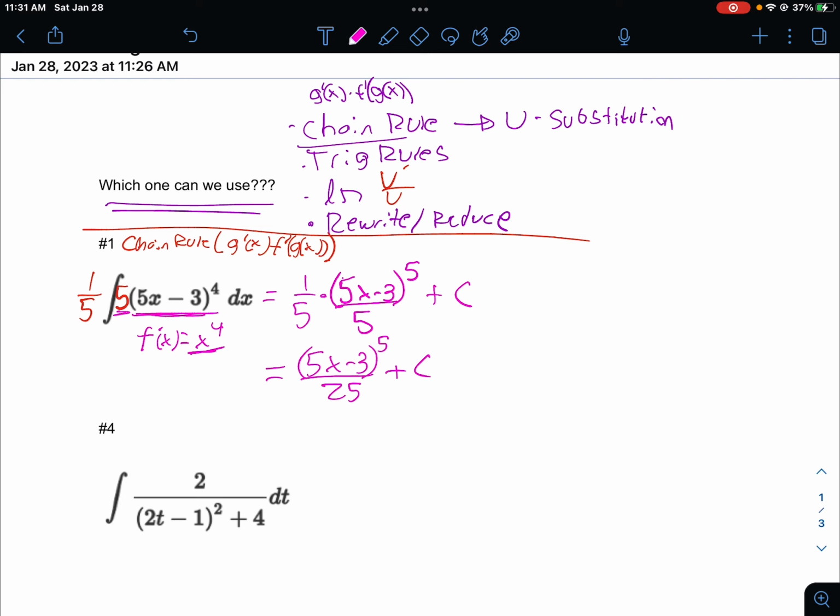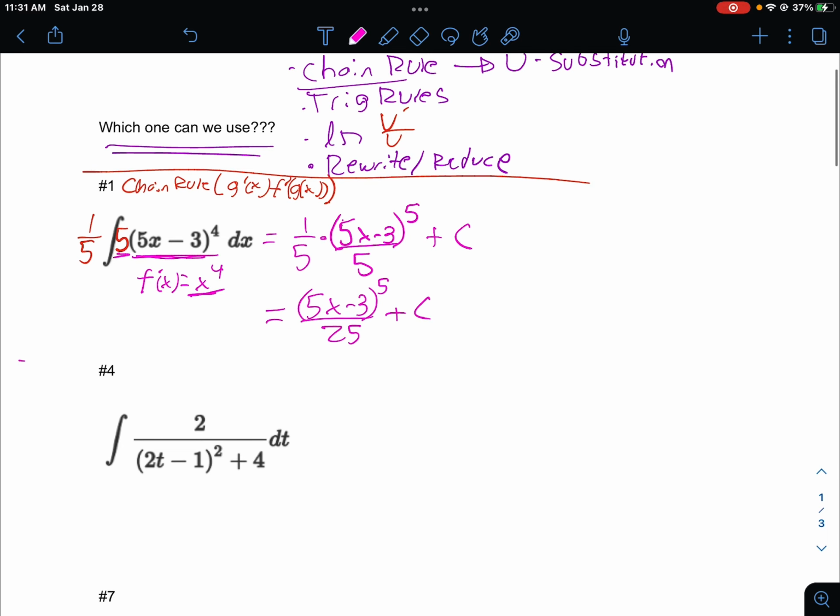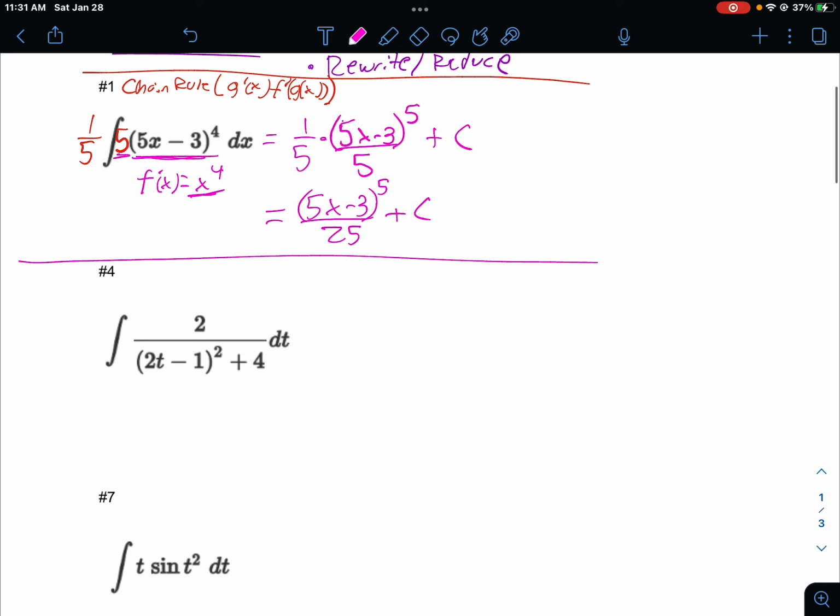Okay. This next problem, however, there's something that you guys should be looking for. First thing you ask yourself is, is this an ln problem? Do we have our derivative on top? The derivative of the denominator, 2t minus 1 to the power of 2, is going to give us 2 times 2t minus 1 times the derivative of 2t. We only have a 2 on top, so it's not ln, okay? The next thing we ask, is there a chain rule?